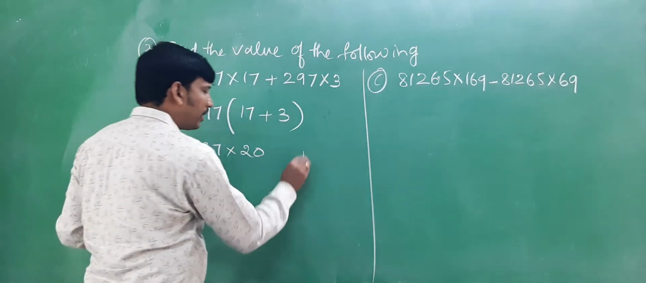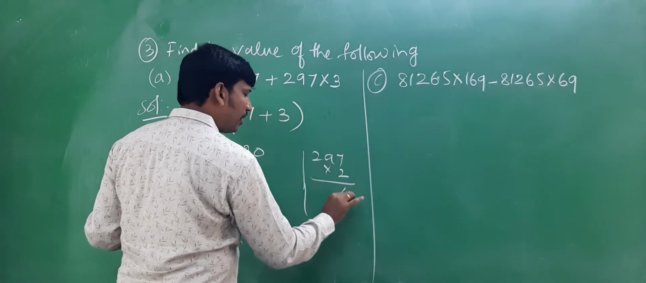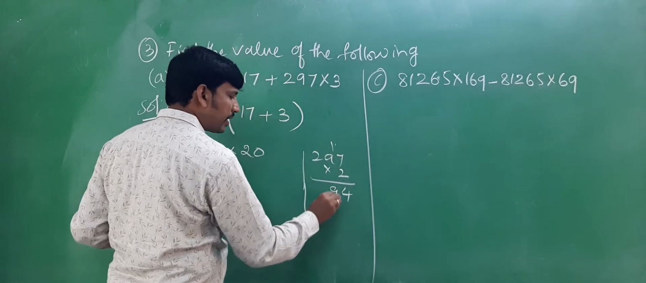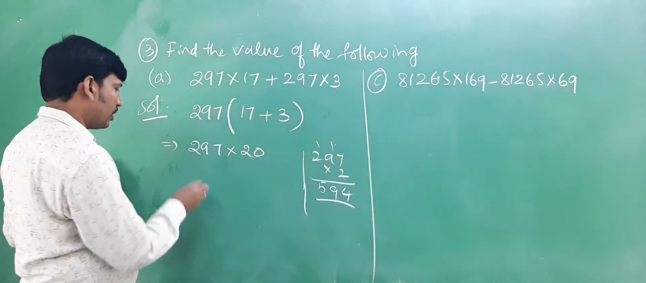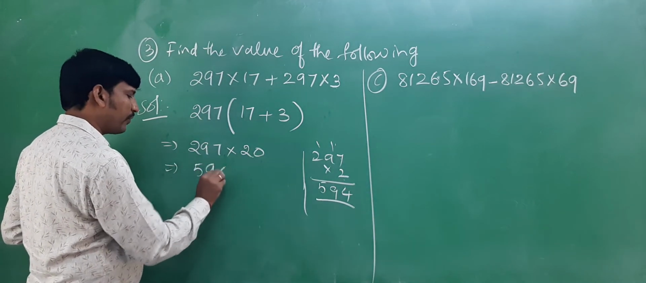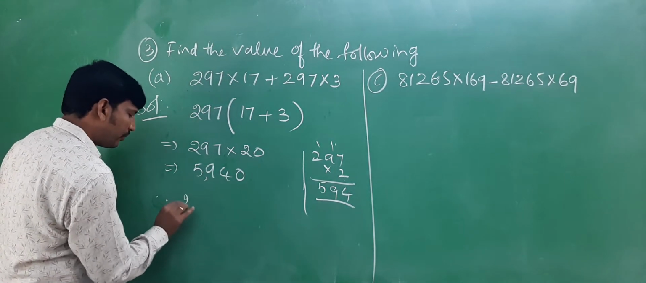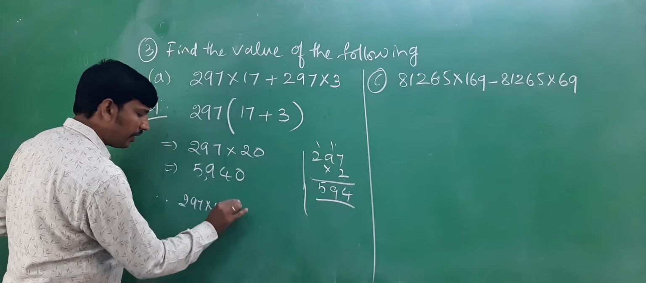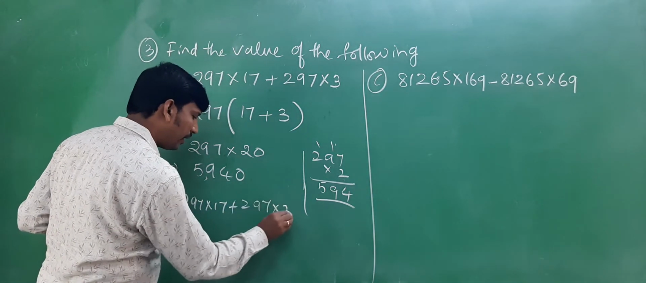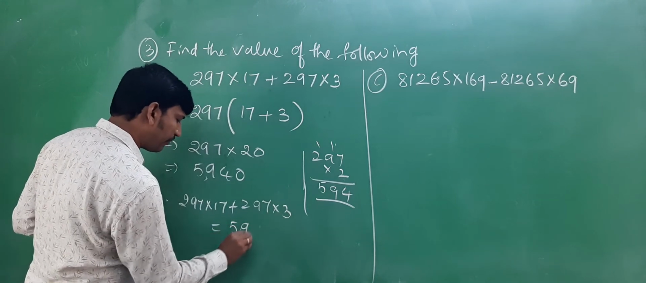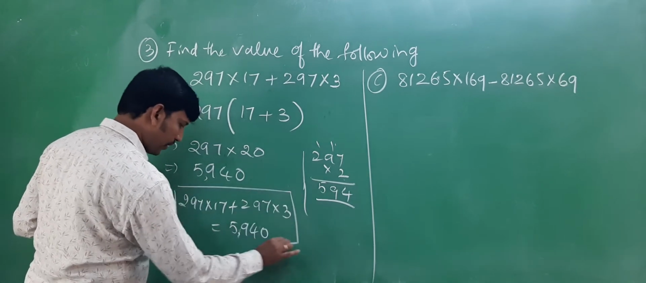Now just multiply here 297 into 2. It is easy to get the solution. 2 7s are 14. 2 9s are 18 plus 1, 19. 2 2s are 4 plus 1, 5. 594. Here 1 0 is the 0 we get, which is equal to 5940. That is 5940. So therefore here, 297 into 17 plus 297 into 3 is equal to 5940. Clear? 5940. This is the solution.